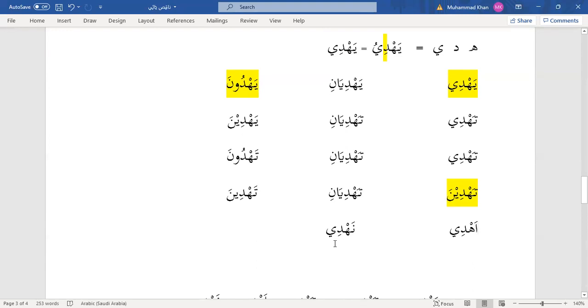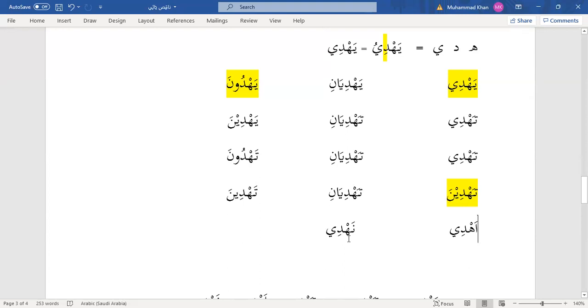Alhamdulillah, it's clear now. So three changes have taken place. Ahdi, I give hidaya, and nahdi, we give hidaya. Of course, hidaya is from Allah subhanahu wa ta'ala, but it's only because we are practicing it. So that's why we put here ahdi and nahdi.